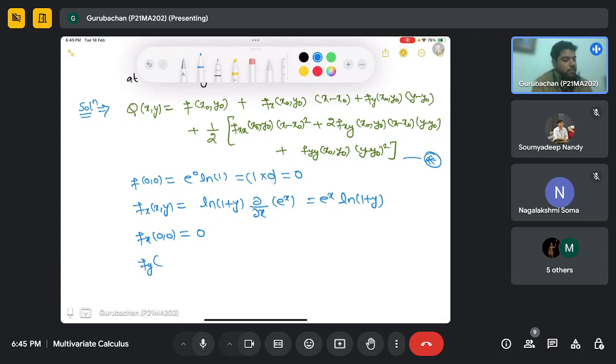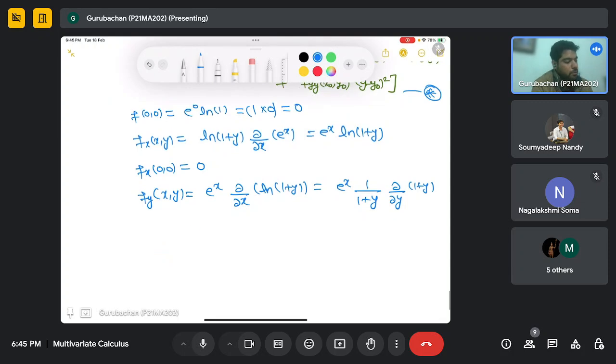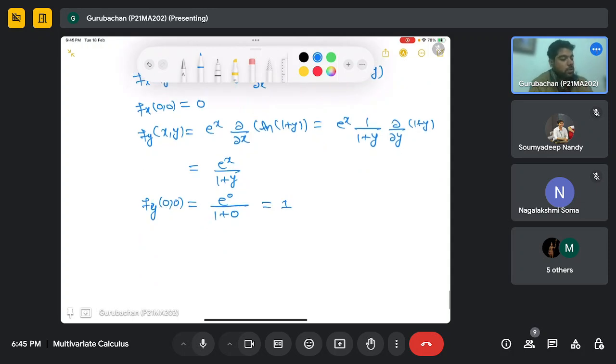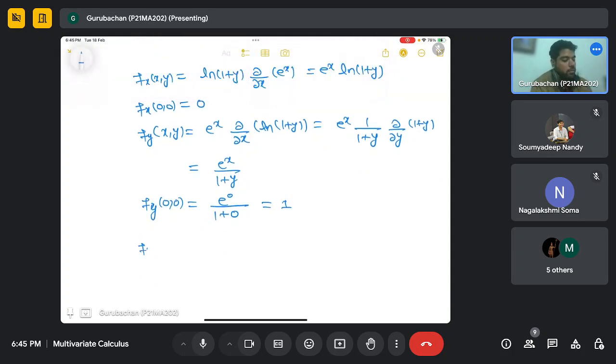Now calculate the partial derivative with respect to y. So e to the power x will stay as constant, then we will differentiate ln(1 plus y), which is 1 by (1 plus y) by the chain rule, partial differentiation of 1 plus y. Okay, so this will give you e to the power x divided by (1 plus y). Now we will again substitute the (0,0) point in this, e to the power 0 over 1 plus 0, which will give you 1. Okay, now the next task is to calculate the second order partial derivatives.